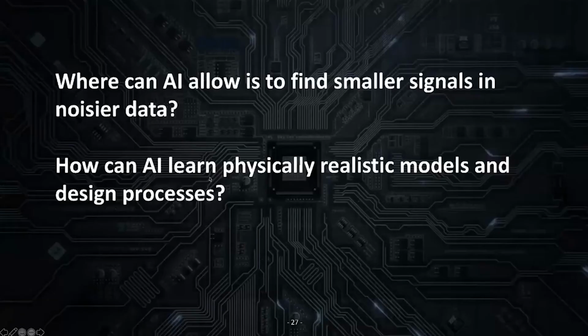So where can AI allow us to find smaller signals in noisier data? How can AI learn physically realistic models and design processes so that it can be used not just for analyzing this type of data and finding these very small signals, but really for designing, for example, experimental processes?